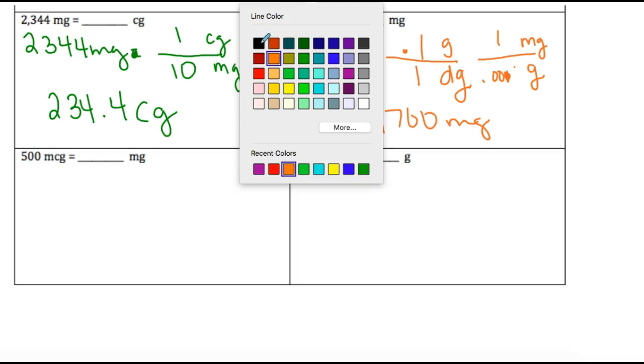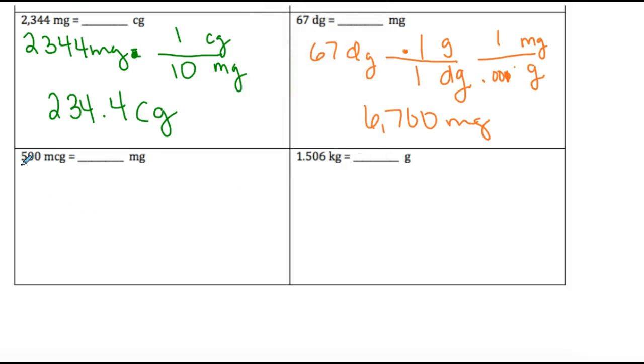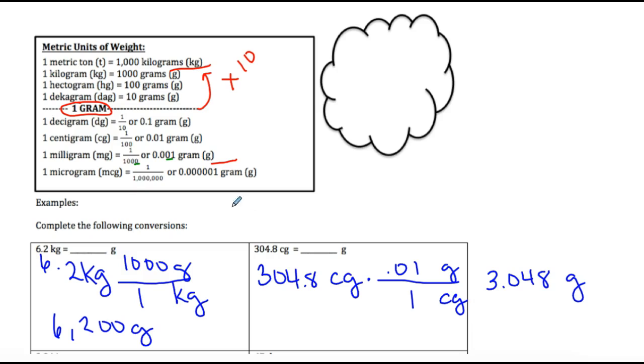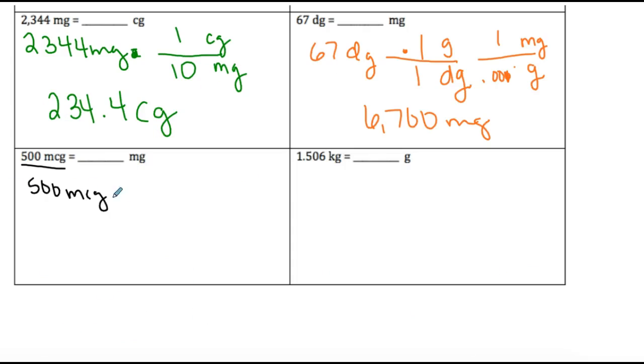mcg is actually a medical term. It's a microgram. Okay, and so these are very, very small amounts that you would be given of like a medication or something that is very potent or strong. So if I think about 500 micrograms, and if I look at my table, 1 microgram is 1/1,000,000th of a gram. So using that, I can say then, I'm going to put mcg here and then grams here, and then I'm going to put grams to milligrams.